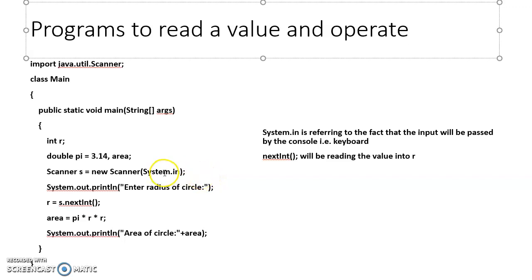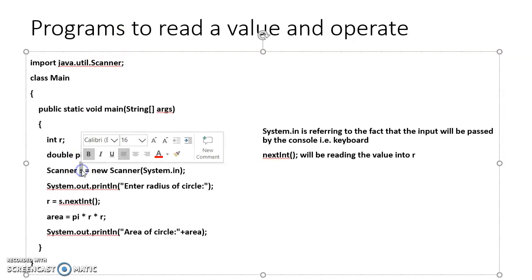Now, what is the purpose of this statement? Basically, I am importing a class called Scanner over here to read in a value. So I need an object. Now this s is the object over here. So Scanner s equal to new Scanner: I'm creating an object of the Scanner class, s, and I'm running a constructor over here. Now this constructor is Scanner(System.in).